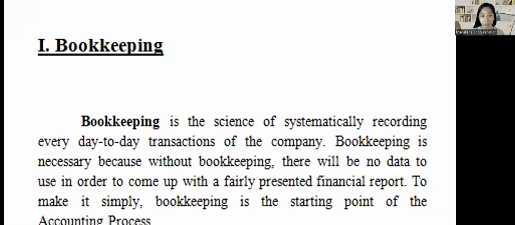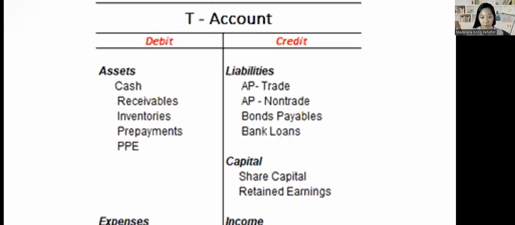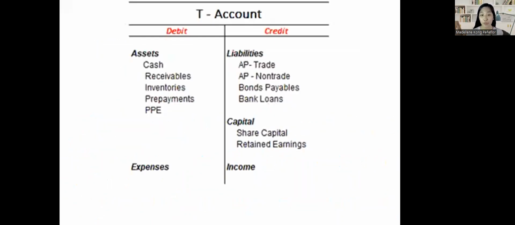All right, so let's get started. Let me share my screen first. Screen. Okay, I hope you can see my screen.